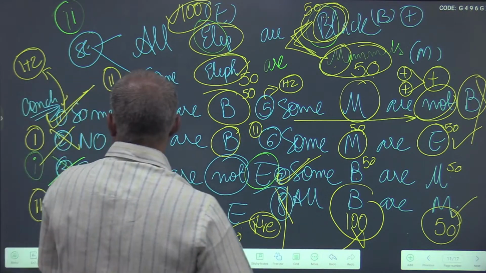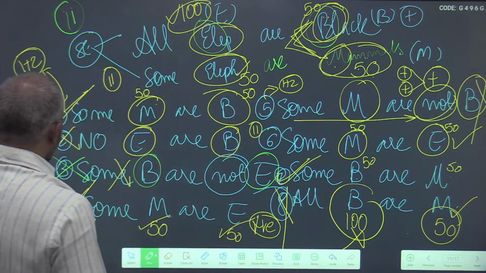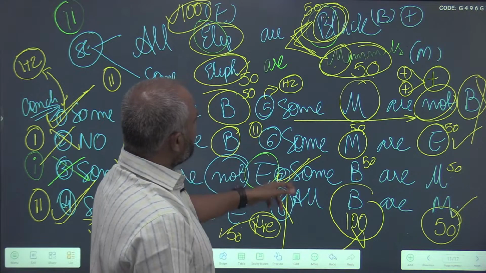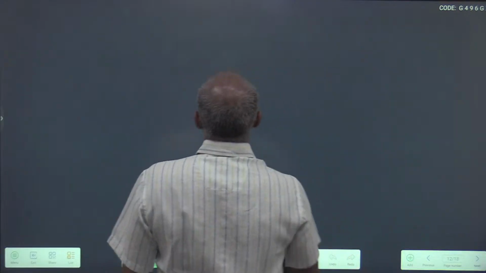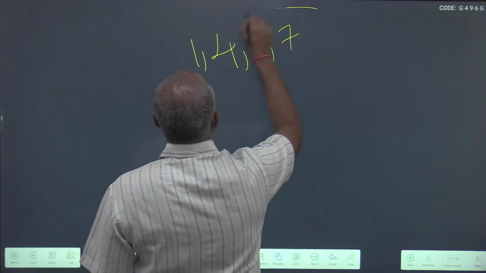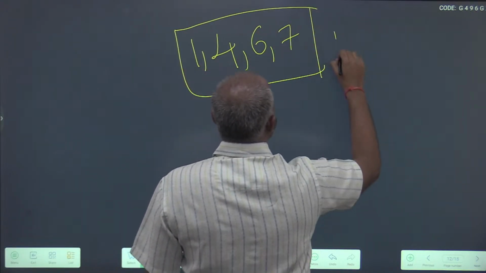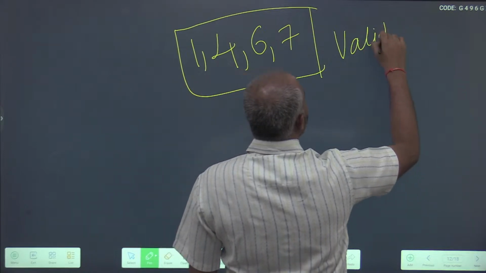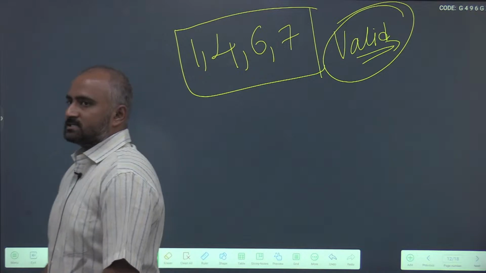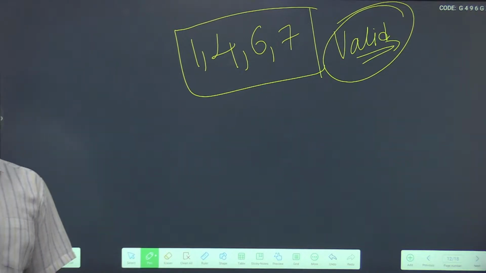So what are true? Statements 1, 4, 6 and 7. Statements 1, 4, 6 and 7 are valid.